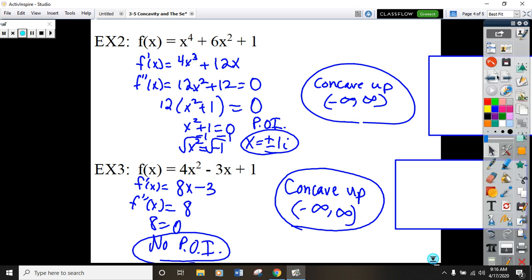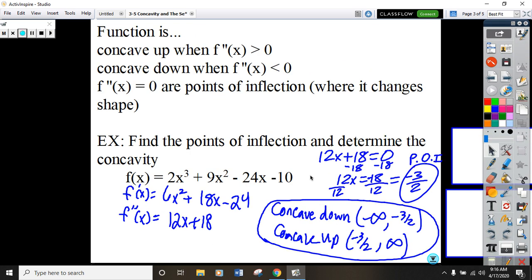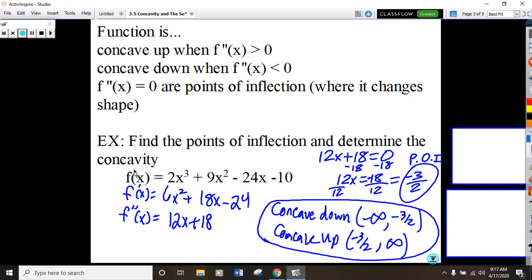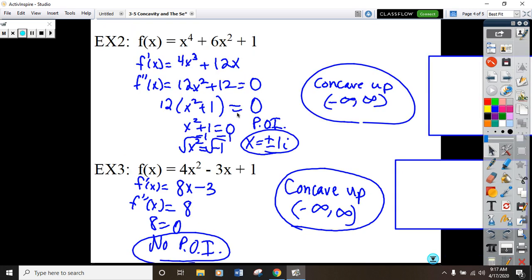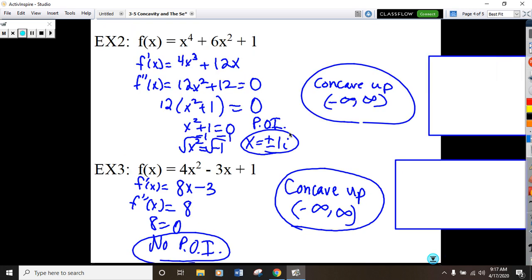A lot of stuff will be like example 1. Just go back and review real quick. A lot of times you'll just have one point of inflection, so you'll have an interval of each. Sometimes, if you have no point of inflection, it's concave up or concave down the entire time. If you have no point of inflection, you can still do concavity. It's just either going to be concave up or concave down the entire time.